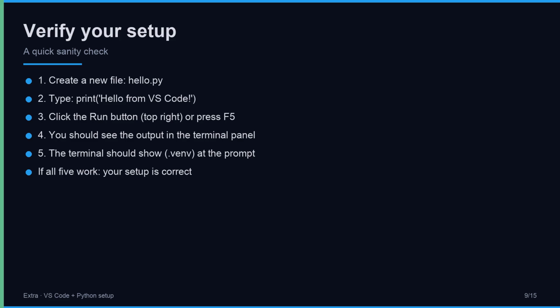If all 5 checks pass, your setup is correct. If the terminal does not show .venv, go back and select the interpreter again. 5 checks, then you are ready.